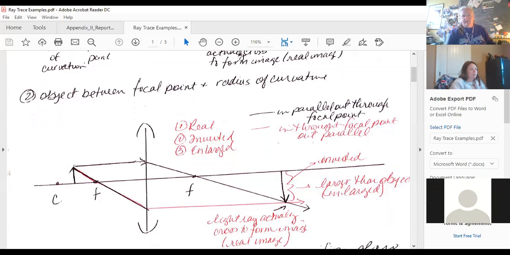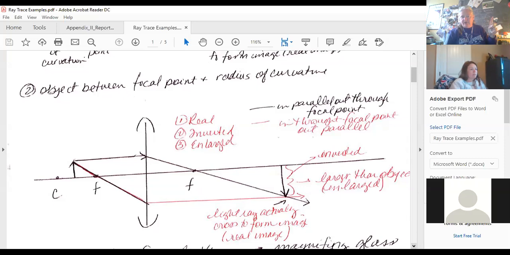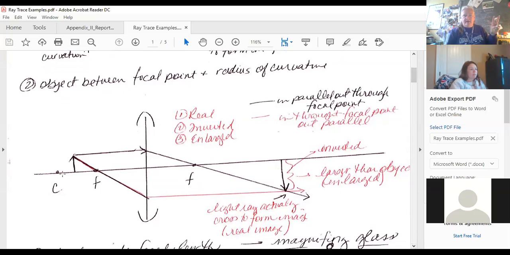So in parallel to the optical axis, it's going to refract out through the focal point. Then in through the near focal point, out parallel. So this is where they come together. They actually come together, so it's a real image, right? The light rays actually cross. It's upside down compared to my object, so it's inverted. But now it's clearly larger than the object, so we say it's enlarged. So the three criteria for that would be real, inverted, enlarged.